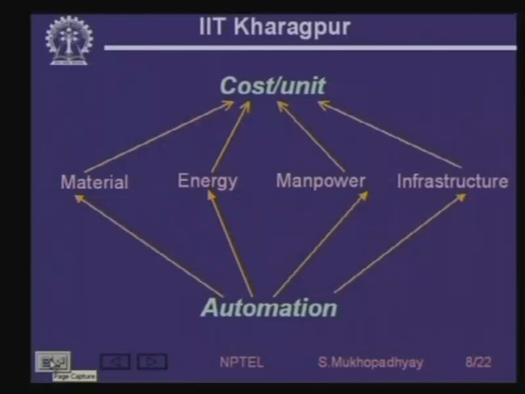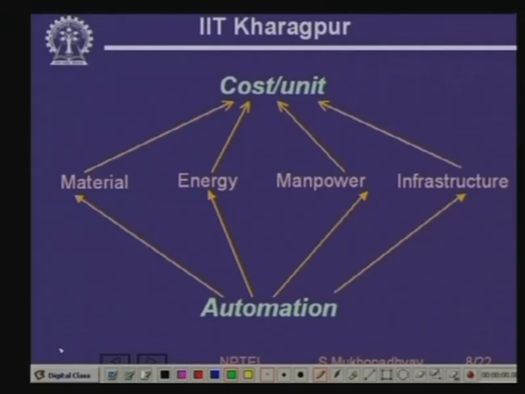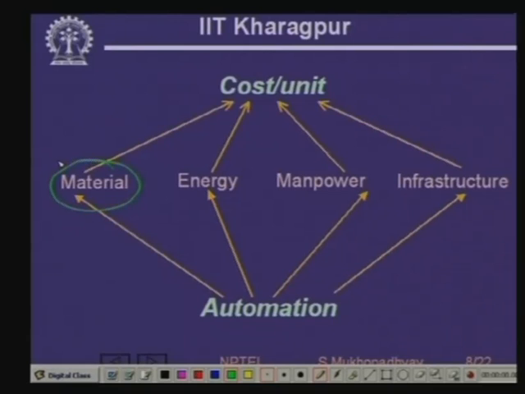So, let us look at cost per unit. Cost per unit is affected by what? The overall cost of producing one unit of the product can be broken up into several components. What are these components? The first one is material cost, right. Obviously, the material cost is a significant part of the total cost.